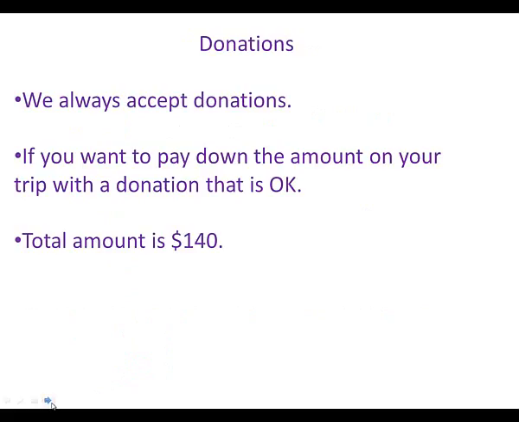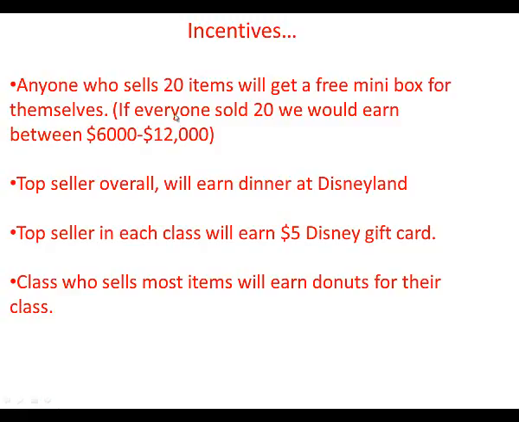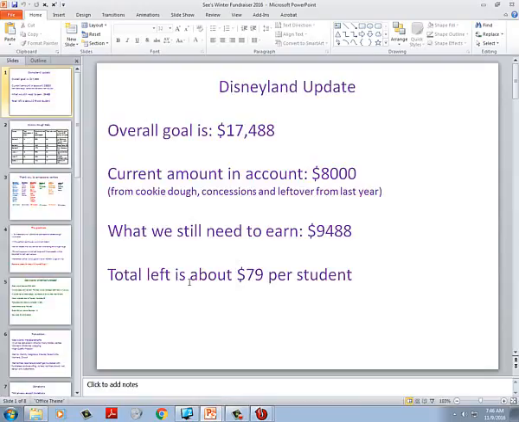Okay, you guys are getting this first. We always take donations. If you want to pay down by a donation, that's okay. Instead of selling items, you can donate some money, pay a little bit of money. Put 20 bucks in or 40 bucks in, okay? If you sell 20 items, you can get a free mini box. Top overall will get Disneyland. Top in each class gets a $5 gift card. Class who sells the most will get donuts. So you could earn donuts for finals if you guys sold the most again. Okay? All right, you guys can go.